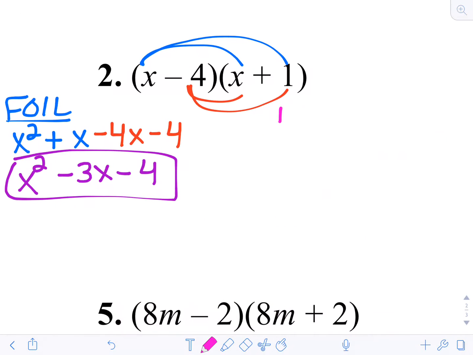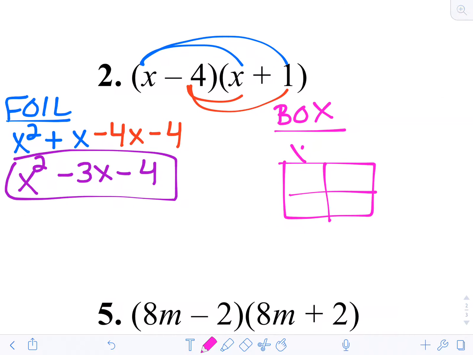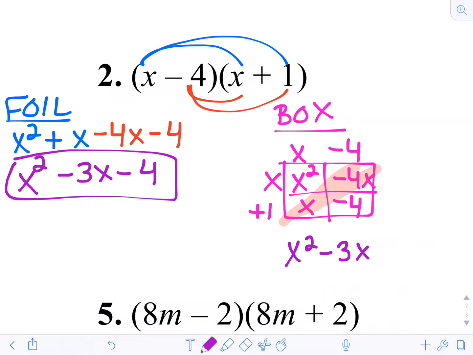The other method is your box method. So I'm going to draw my box. You have x minus 4 times x plus 1. X times x is x squared. X times negative 4 is negative 4x. X times 1 is 1x. And 1 times negative 4 is just negative 4. These right here both have x's in them, so I'm going to combine those. So my final answer is x squared, 1 minus 4 is a negative 3x minus 4.